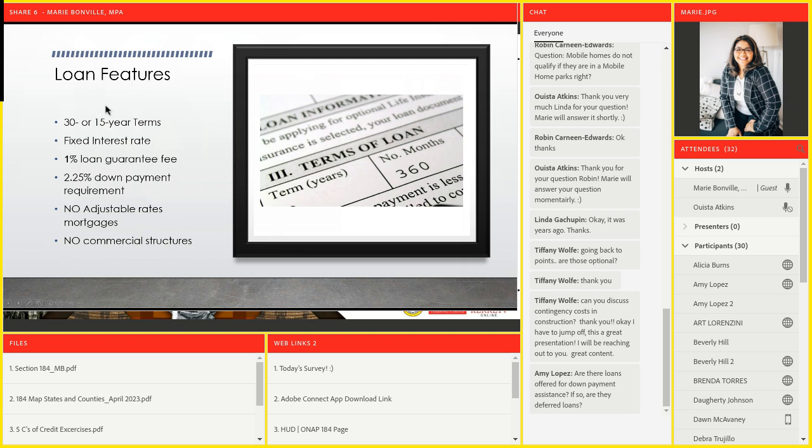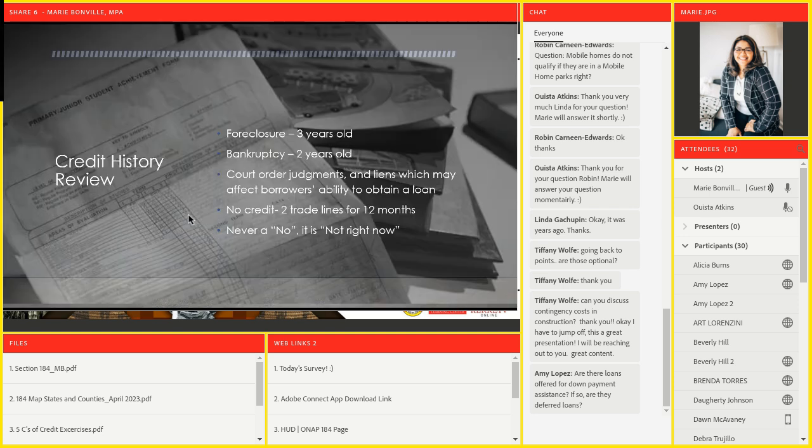Going back to the features of the Section 184 loan, it's a 30-year or 15-year term. It's a fixed interest rate. There's that 1%. I keep mentioning the 2.25 down payment, no adjustable rates, no commercial structures. So if you're in a rural area, I know sometimes folks think about cattle and other things. Just as a side note, there are no commercial structures or elements to this.